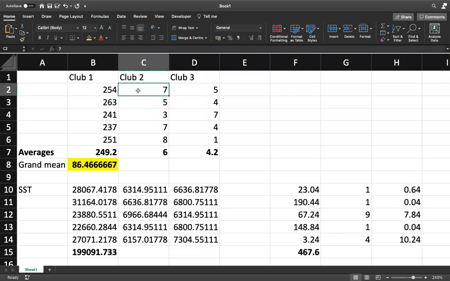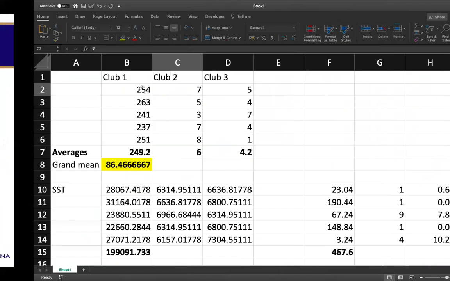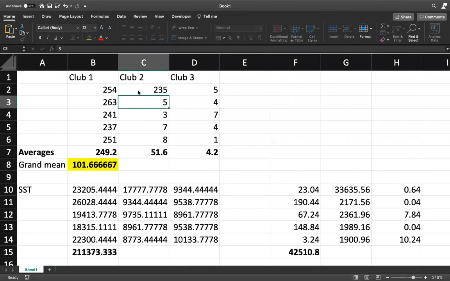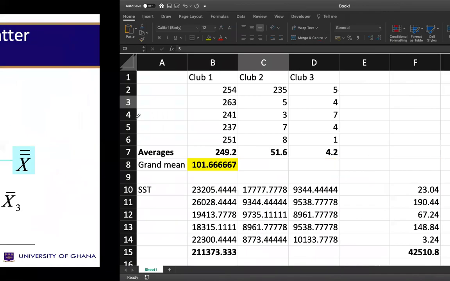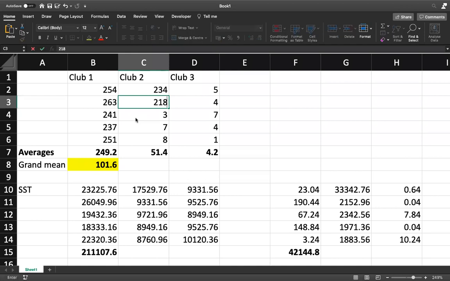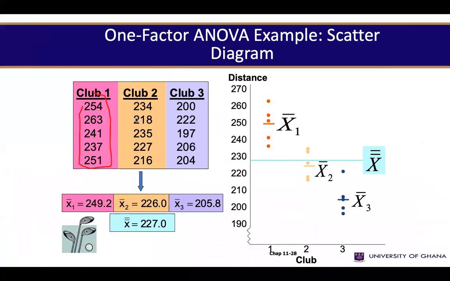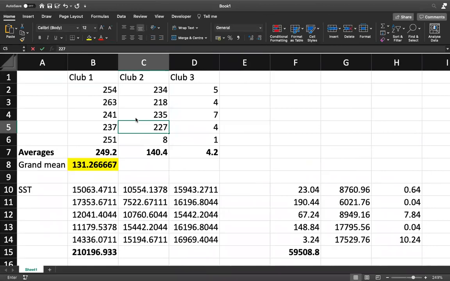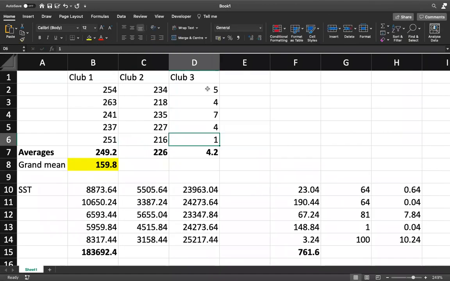Very good. Then club 2 has 234, 218, 235, 227, and 216.